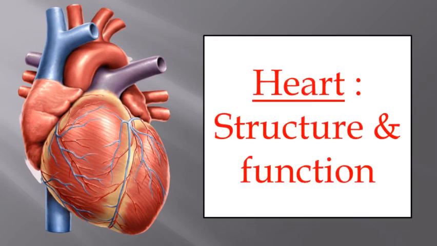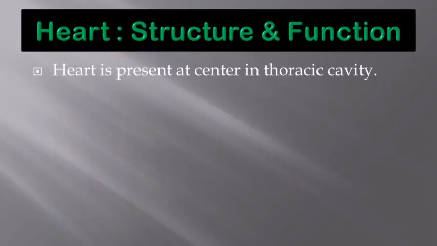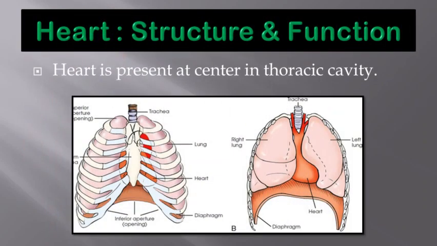Now first we will see the first organ involved in the blood circulatory system, that is the heart. Now let us study the structure and function of the heart. So heart is present almost at the center in the thoracic cage. You can see on the picture on the screen that it is present in the center of the thoracic cage. Now what is thoracic cage?